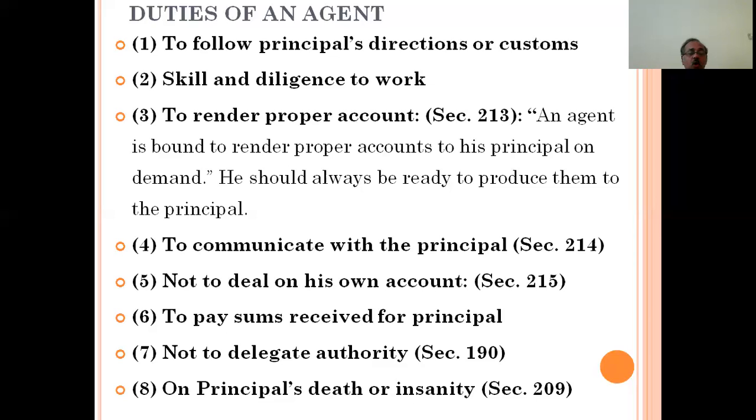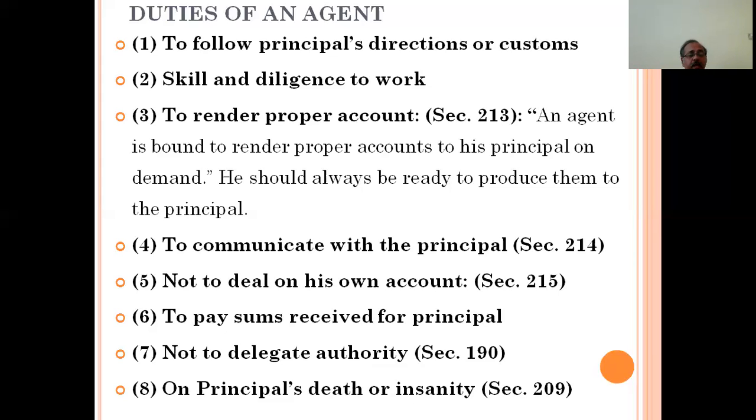The next duty is not to deal on his own account as per section 215. No agent has the right to deal in any transactions on his own account. The agent is always required to deal in transactions on the principal's behalf only and not on his own account. Don't make any transaction on his own account by an agent.